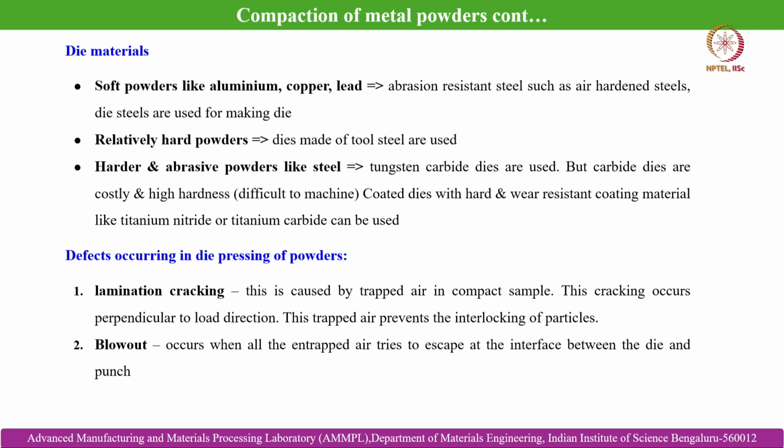So, die material. Based on the kind of pressure to be exerted over the die, it can be made of aluminum if we are dealing with soft powders. We can also mostly use hardened steels, die steels. We can also use tool steels for relatively hard powders, and for harder and abrasive powders, tungsten carbide dies are also used. But carbide dies are costly, have high hardness and are difficult to machine, and sometimes they are brittle also, and their handling becomes extremely difficult because you need to be very careful.